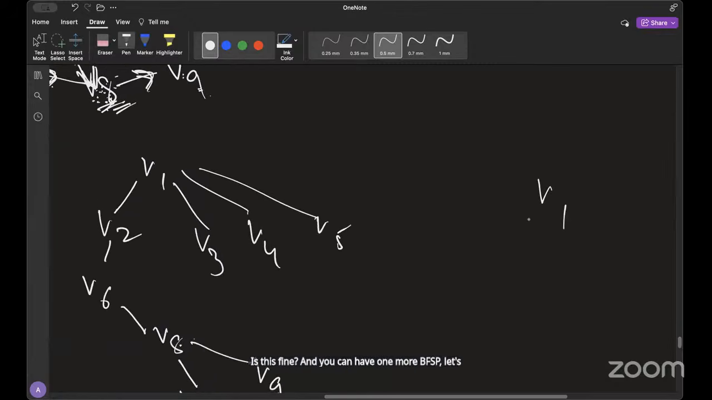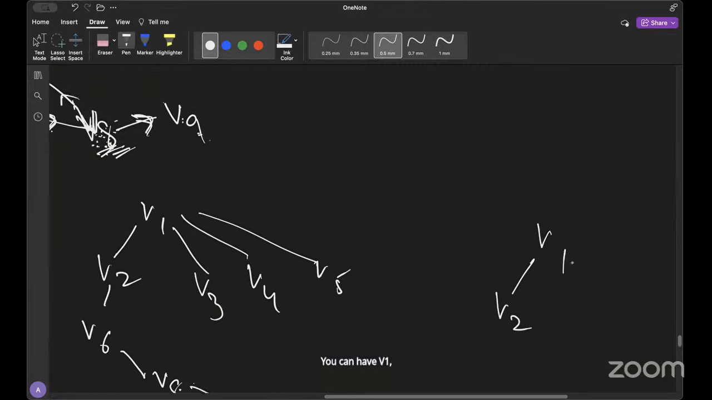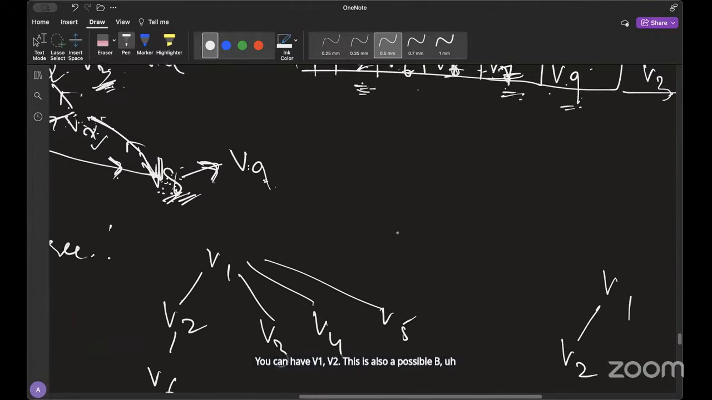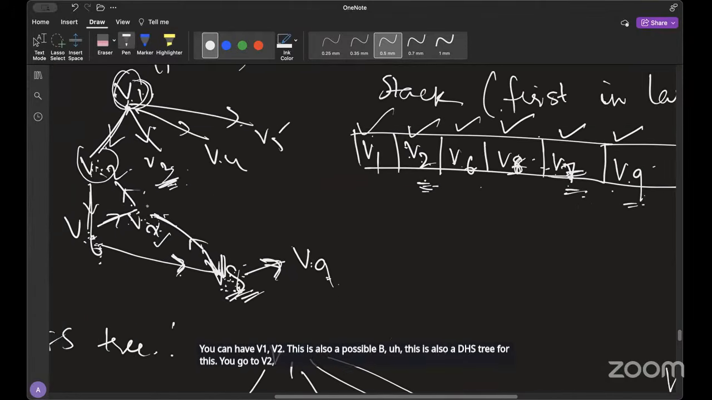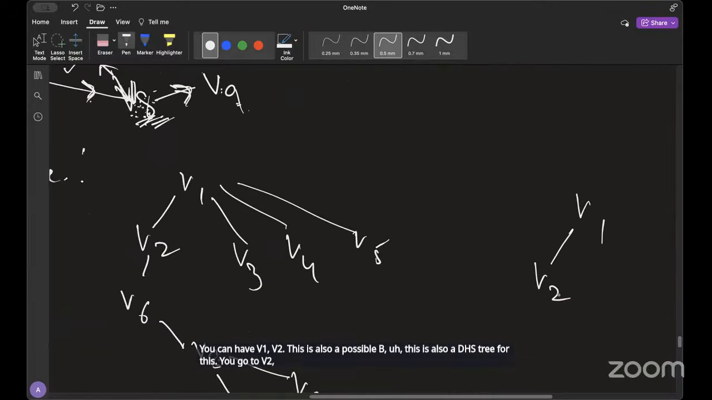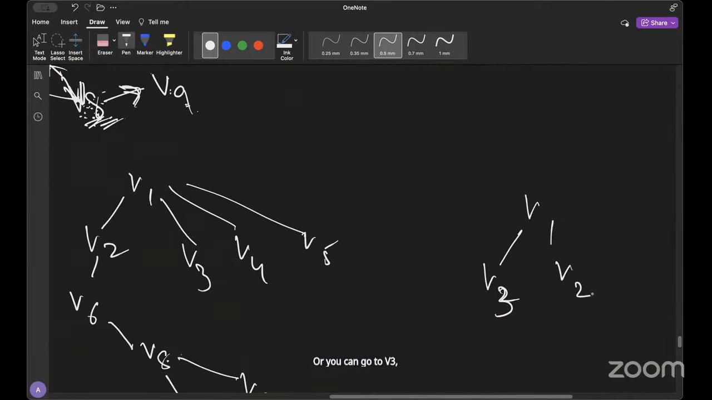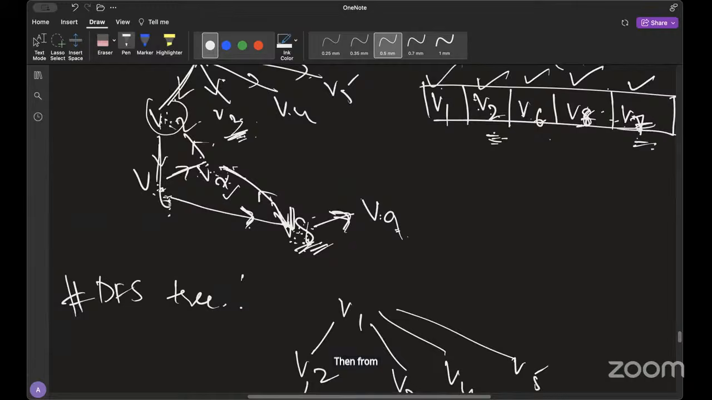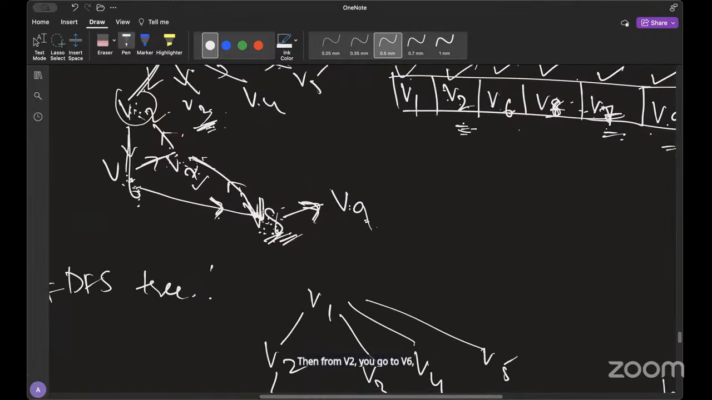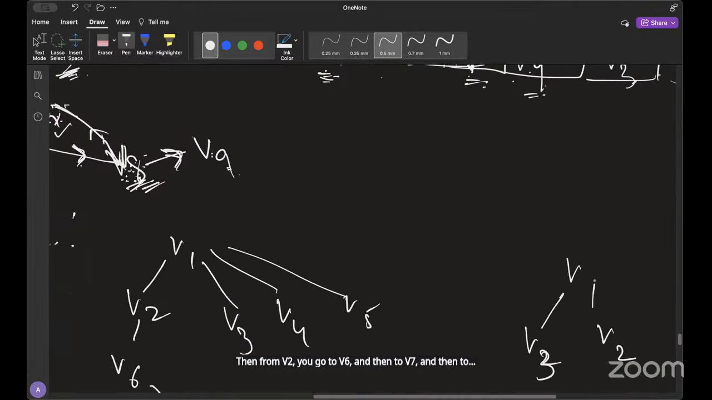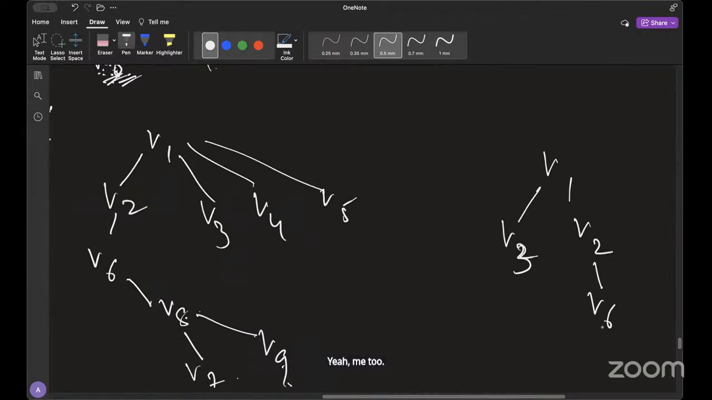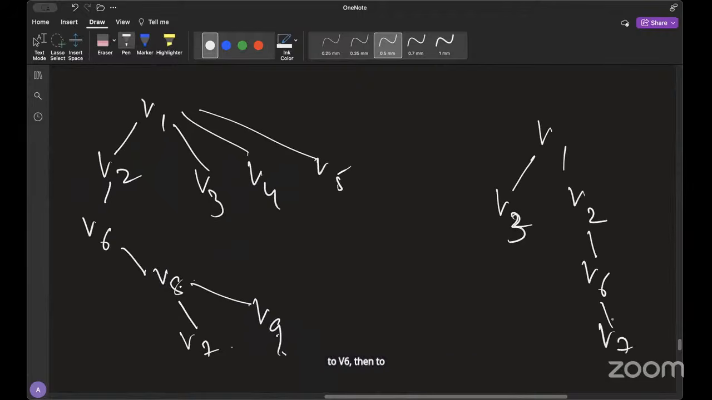And you can have one more DFS tree. Let's do one more. You can have V1, V2. This is also a possible DFS tree for this. You go to V2, or you can go to V3. Then you go to V2. Then from V2, you go to V6, and then to V7.